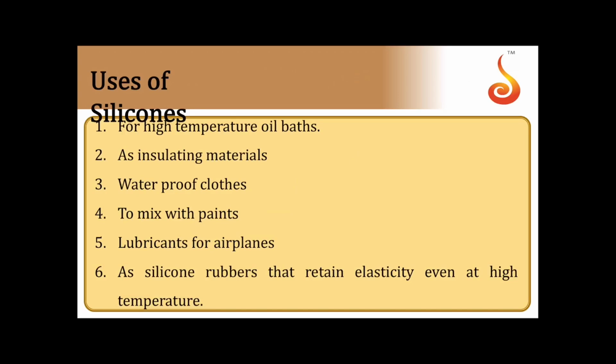Then coming to the properties of silicones. Silicones can be used as high temperature oil baths and insulating materials. Waterproof clothes can be prepared from them. They are mixed with paints, used as lubricants for airplanes, and as silicone rubbers that retain elasticity even at very high temperature.